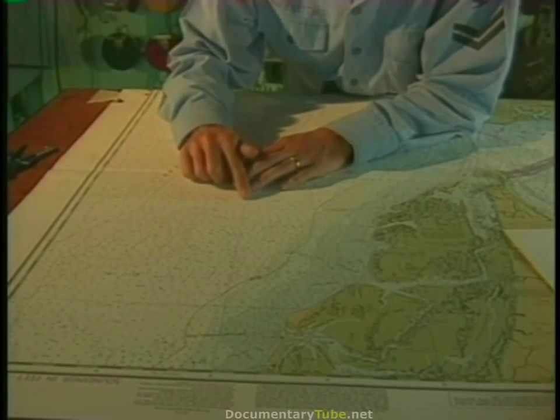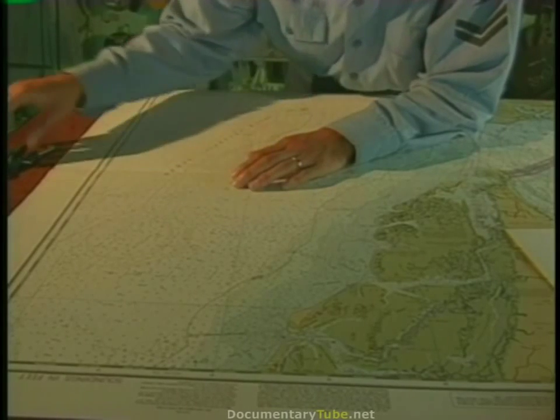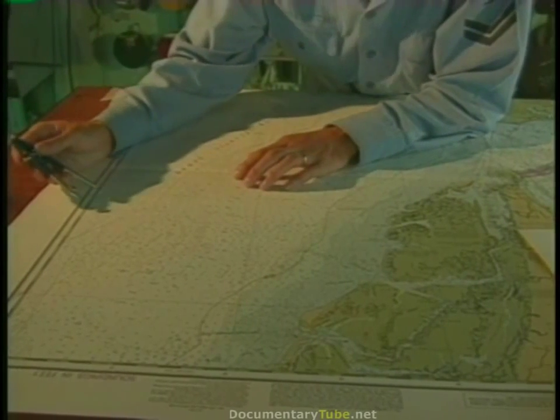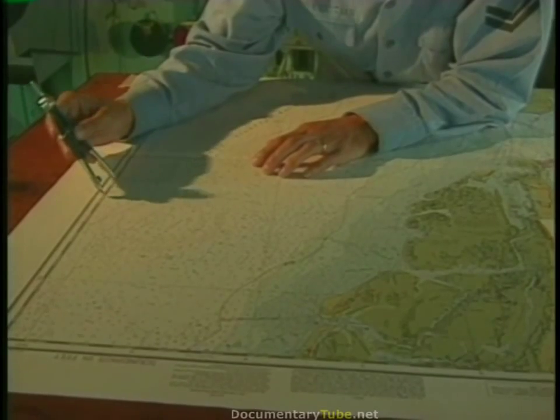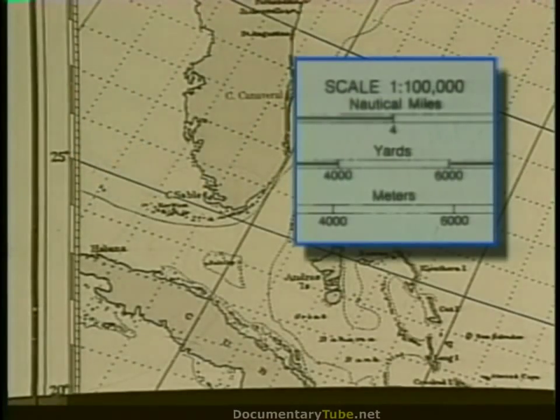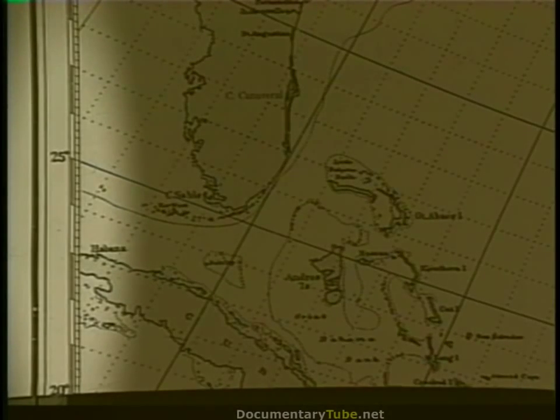Measuring distance is one of the principal uses of charts. This task is accomplished with the aid of a pair of dividers. You will find distance scales in yards, miles, or meters printed in the chart margins. Distances can also be measured using the latitude scales at either side of the chart.